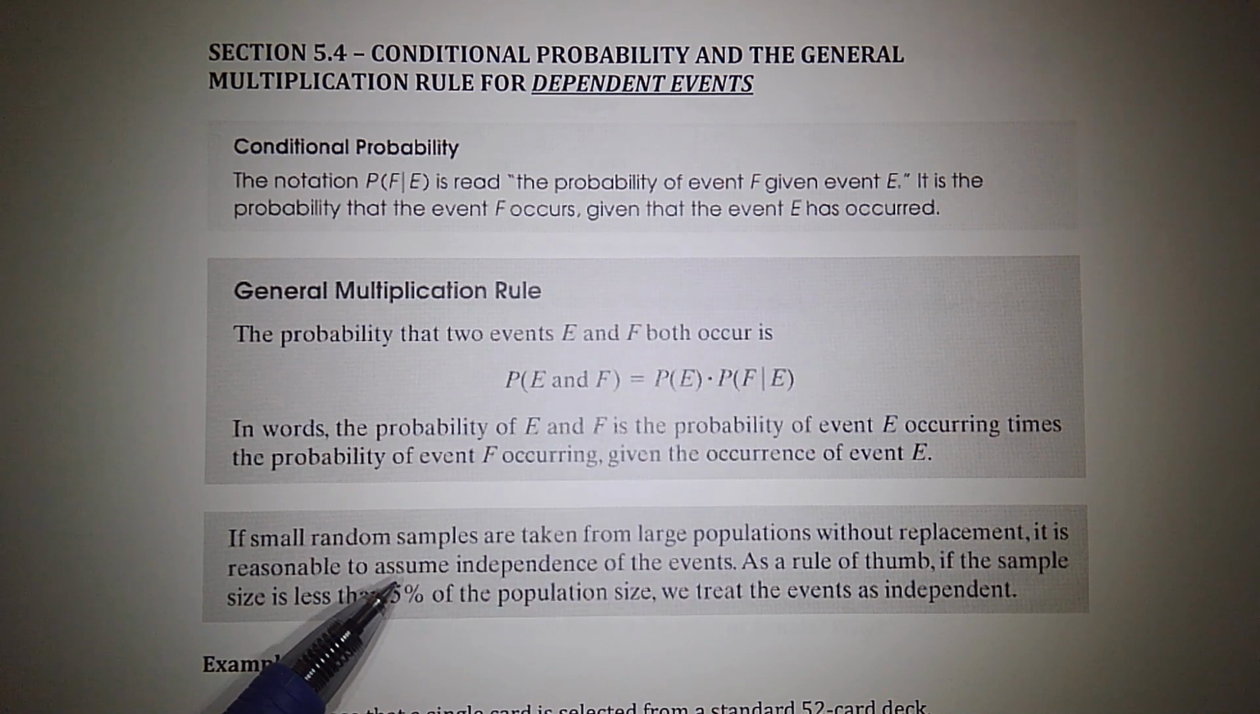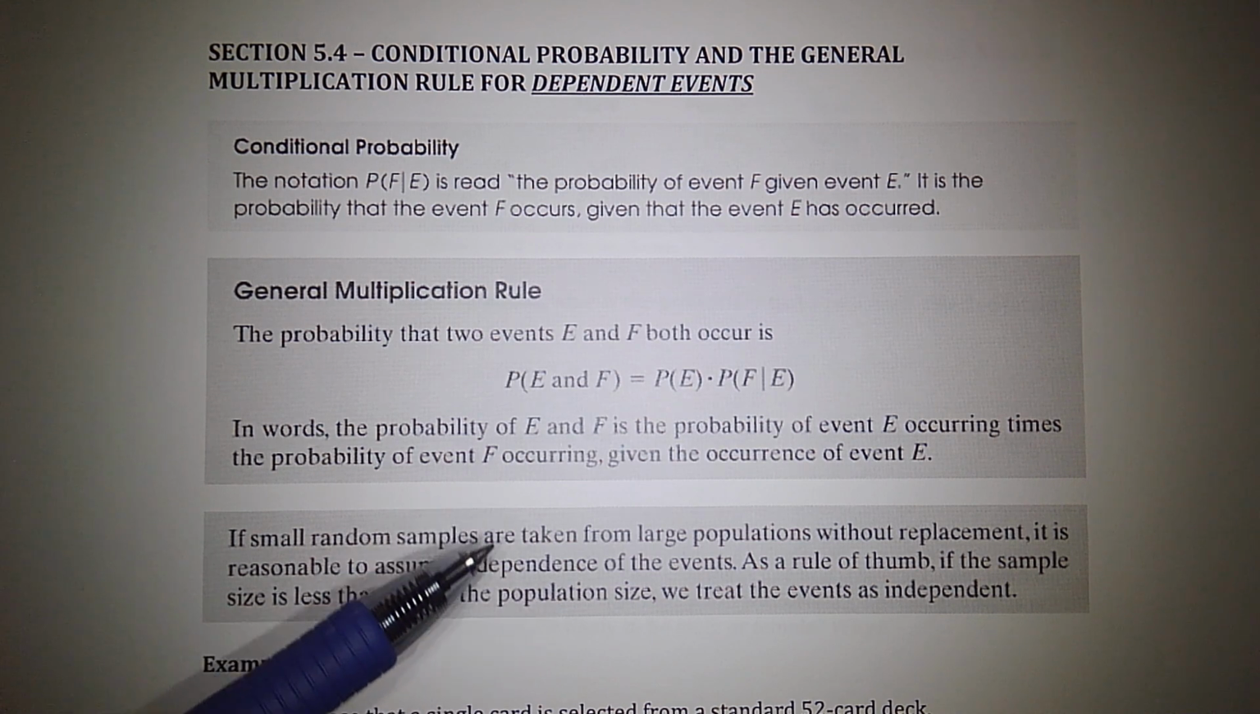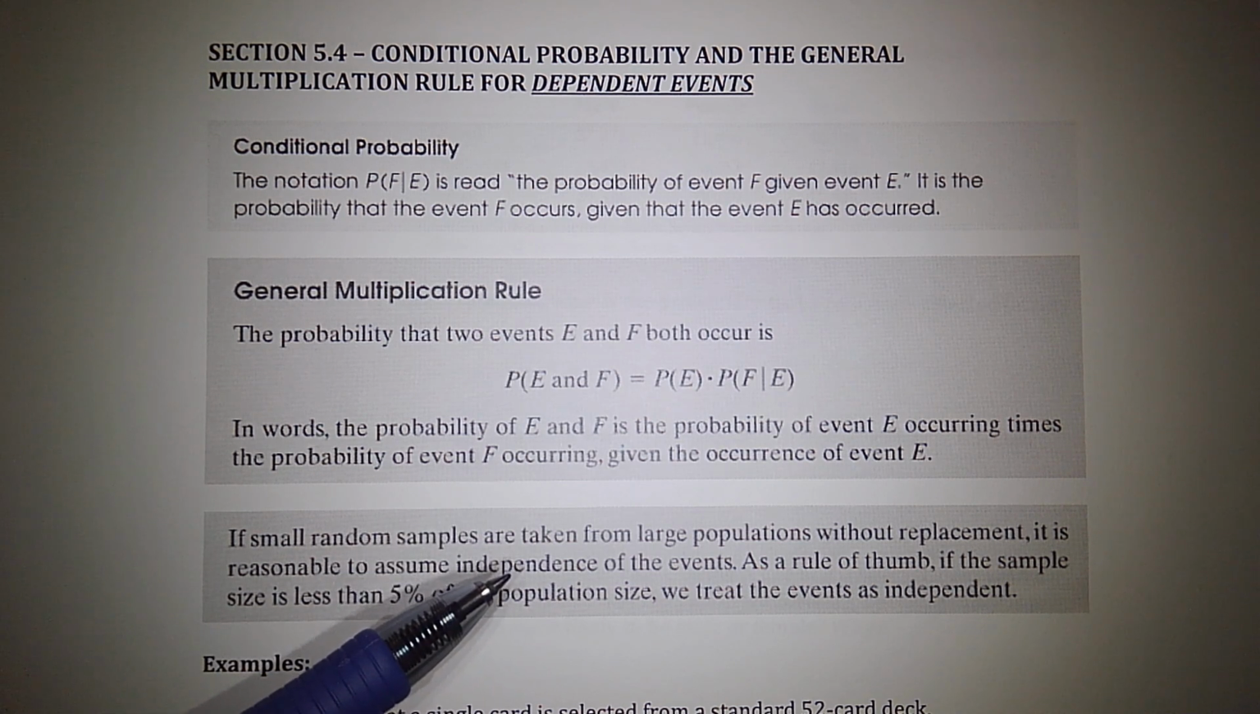Also note that in a small random sample taken from a large population without replacement, it is reasonable to assume that the events are independent. Just like in the previous video when we talked about left-handed people. We knew that there was a 13% chance of selecting a left-handed person in a population of 330 million U.S. citizens. Clearly, when I take that left-handed person out of the pool, I'm still left with 13% left-handed, even though I have one less left-handed person in the hat.